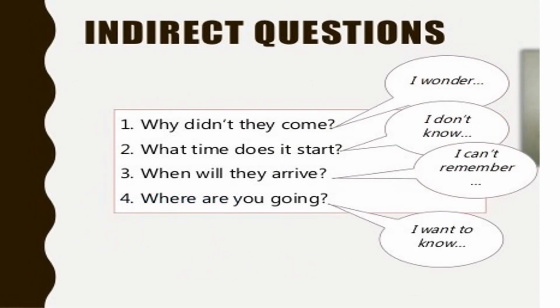So let's complete. Indirect questions. If I ask you, why didn't they come? What time does it start? When will they arrive? Where are you going? Now you are wondering about something because you don't know, and I can't remember. I want to know. This means you are thinking about something. You are thinking about the information. You are thinking about the answers.